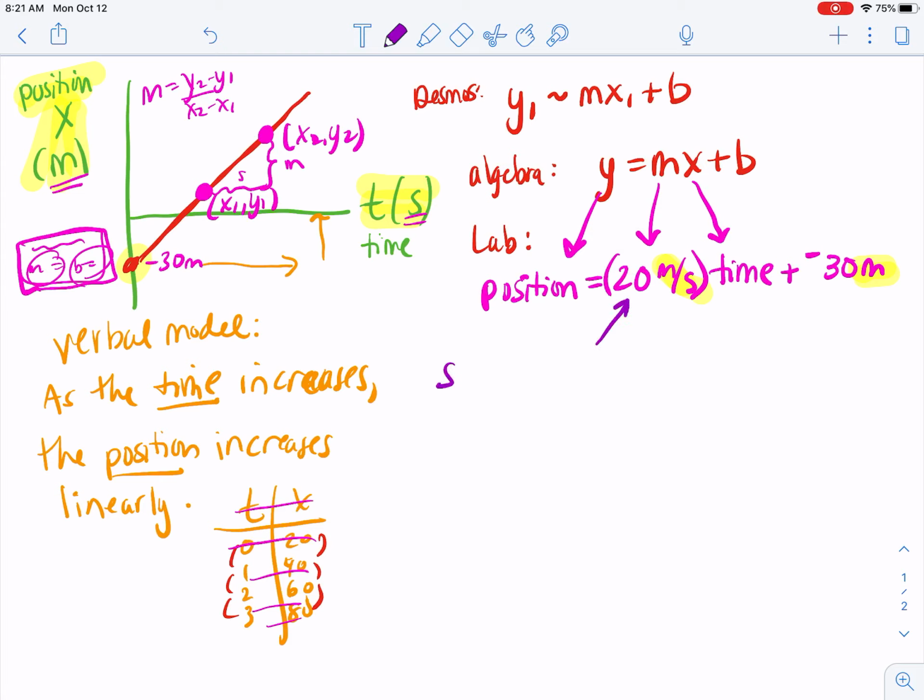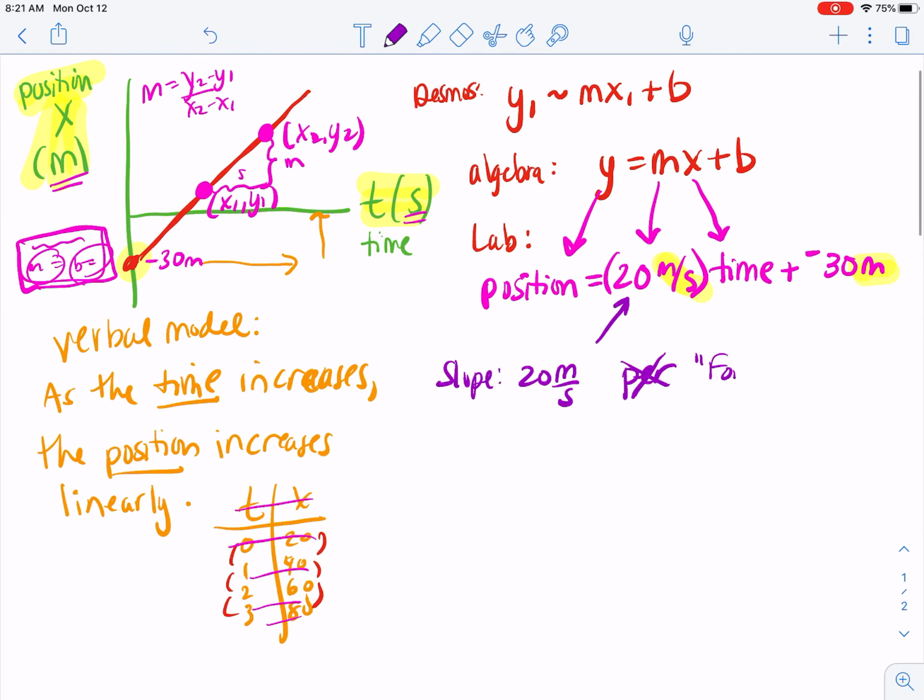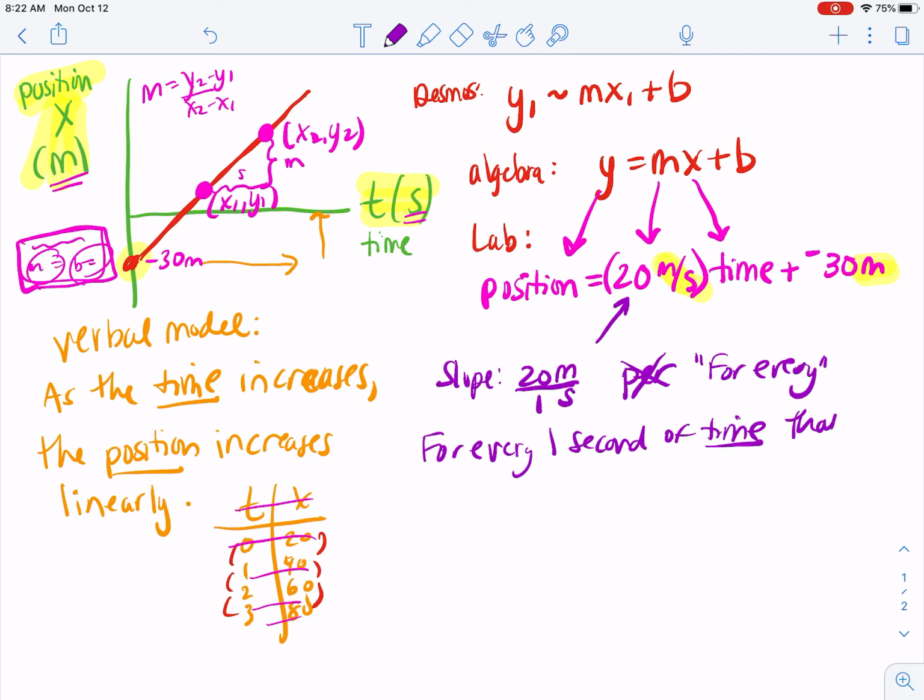So this slope is 20 meters per second, and we do not want to use the word "per." This is not a very descriptive word. So we like to say we're going to write what we call a "for every" statement, and this will serve you well in chemistry as well. So really, 20 is the same as 20 over 1. You kind of read it from the bottom up. So you say, for every 1 second of time that passes, and I want you to say the variable name. So for every 1 second of time that passes, that is this part.